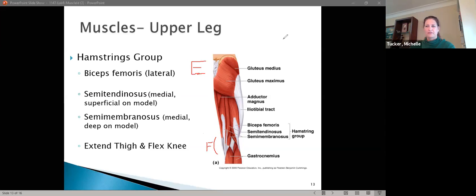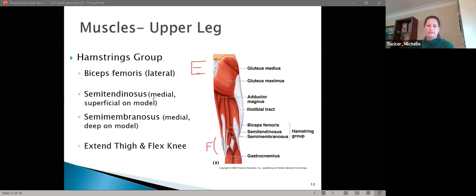So the hamstrings: we extend at the hip and we flex at the knee. And there are three of them. Biceps femoris runs by itself. It is going to connect to the lateral aspect of that knee. And then semitendinosus and semimembranosus, these two always run together because they insert on the medial aspect of the knee.